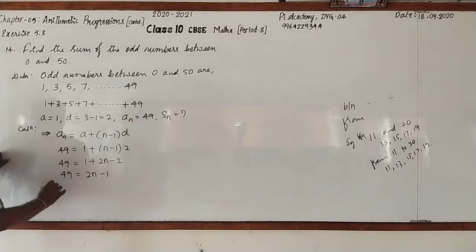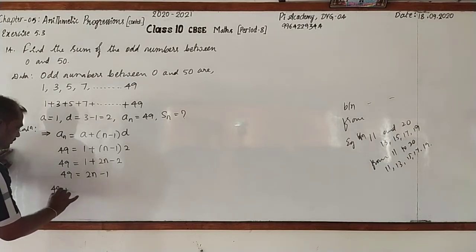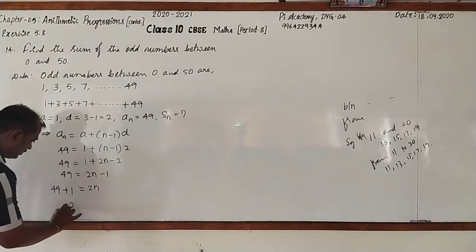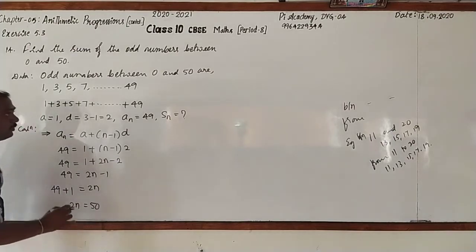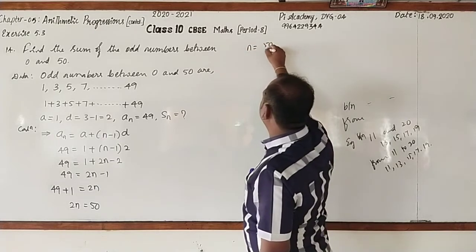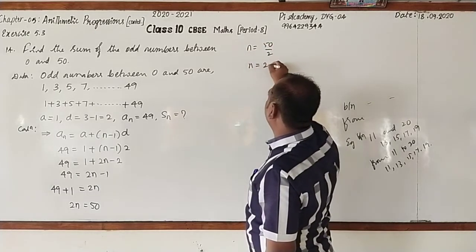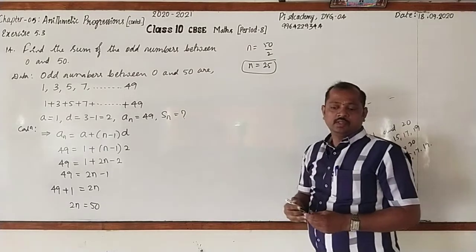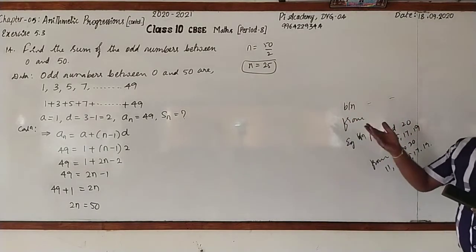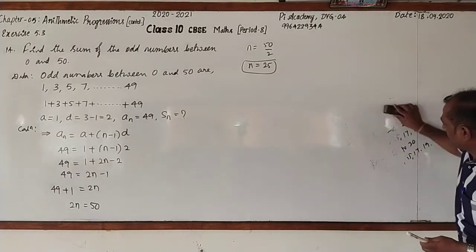Transfer minus 1 to the left hand side. Here it becomes plus 1. Then what is 49 plus 1? 50. 2n is equal to 50. What about n? n is 50 by 2, which is nothing but 25. I told you, if you go for counting, generally you will get 25.